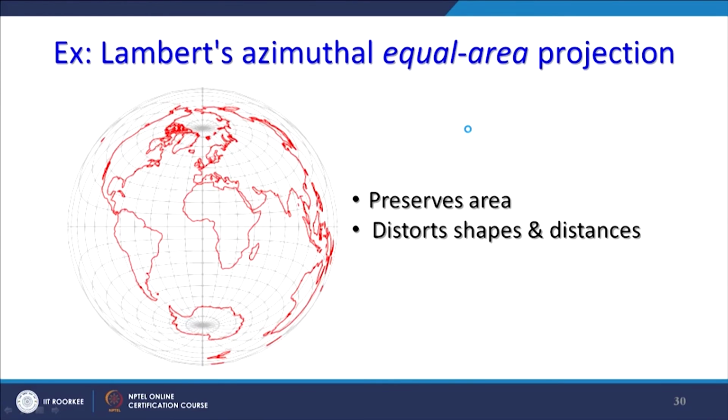Similarly, the Lambert azimuthal equal area projection preserves the area but distorts shapes and distances. What you see in Google Earth has a map projection, but when you zoom in, the distortions which come because of the curvature of the earth will not be there, and therefore, if you do distance measurements, you are not going to encounter big problems.